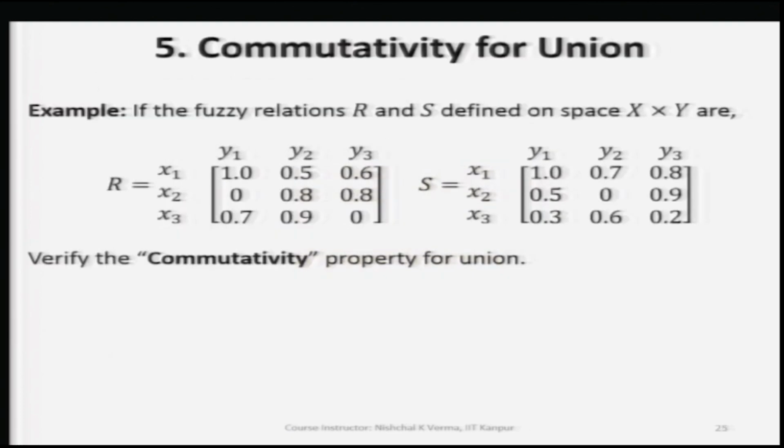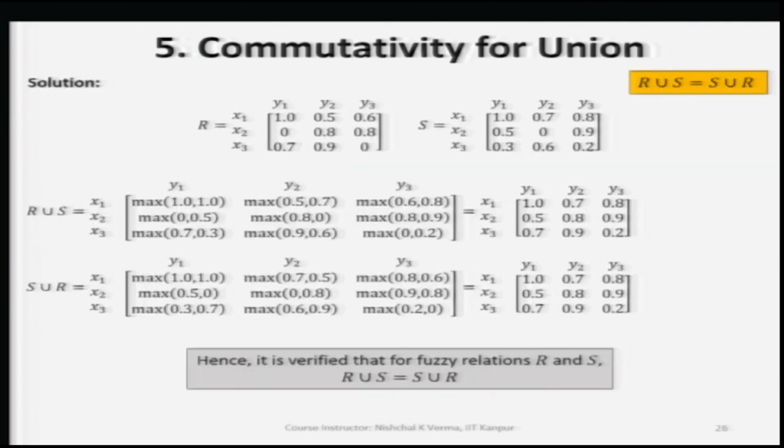So, let us take an example to just verify this. Here we have the first fuzzy relation set R and the second fuzzy relation set S. Let us now quickly take the union of these two sets, R union S. We get a matrix like this, and this matrix has the elements 1, 0.7, 0.8, 0.5, 0.8, 0.9, 0.7, 0.9, 0.2.